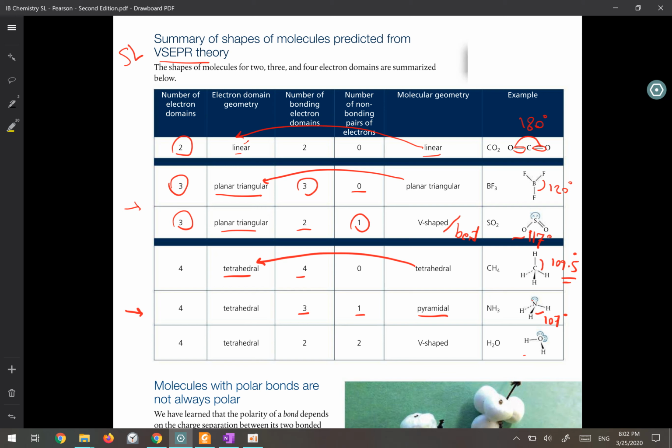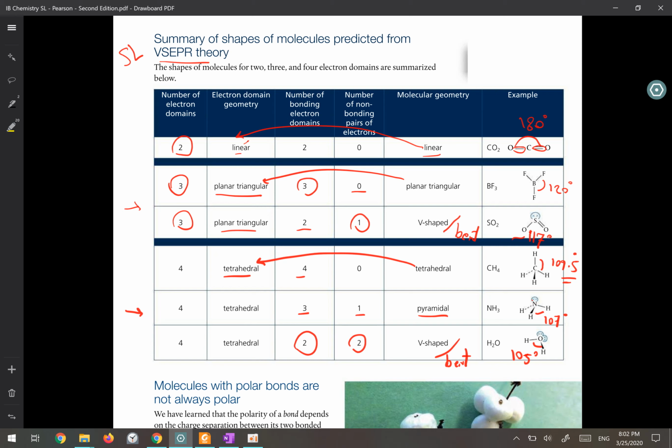And the last situation is that two of the domains are bound and two of the domains are lone pair. In that case, your molecule becomes V-shaped or bent, like in the water molecule. In the water molecule, you have four domains. Two of the domains are lone pair, so the angle that you have here becomes even smaller. It decreases to around 105 degrees.